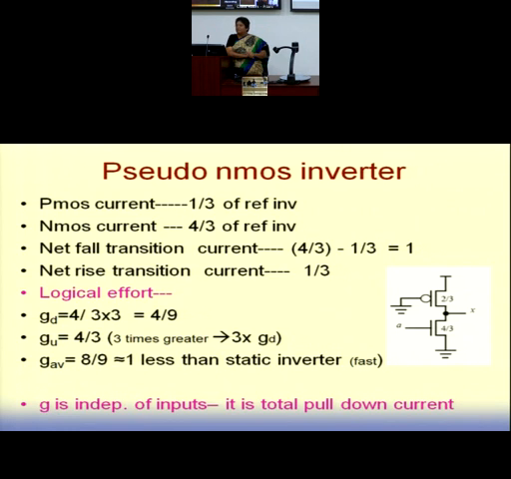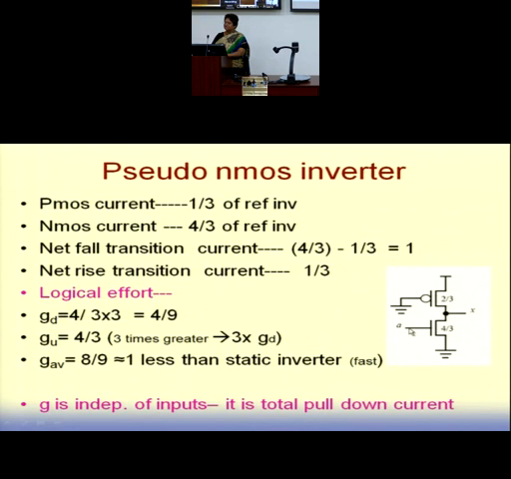My pull up is 3 times, or 1/3, weaker than the pull down. Remember, my pull down is 3 times stronger than pull up. Got it? So now, as I said, the net rising current corresponds to 1/3 and the net fall current corresponds to 1 in a pseudo NMOS. So if I look at this static inverter, which is a pseudo NMOS inverter, how do you find its value?